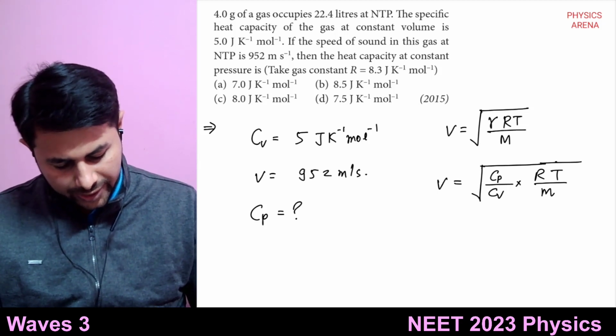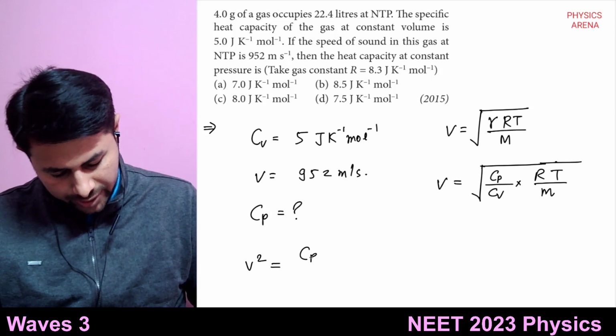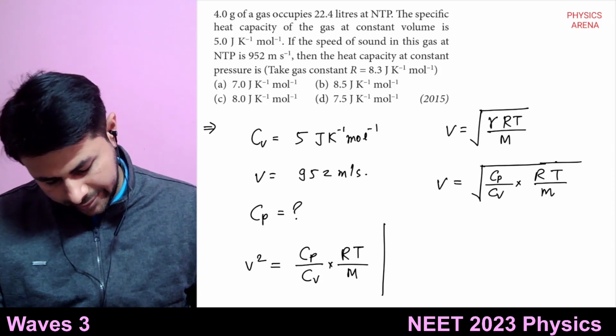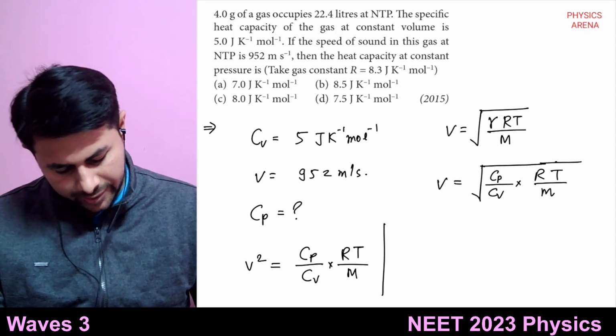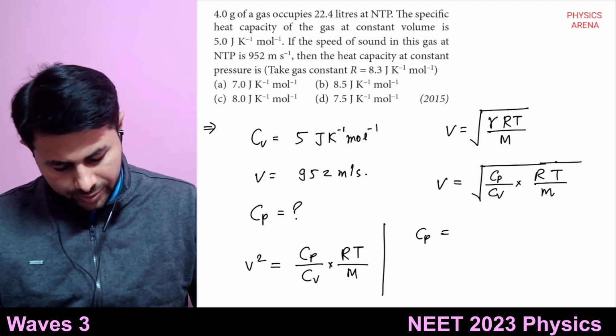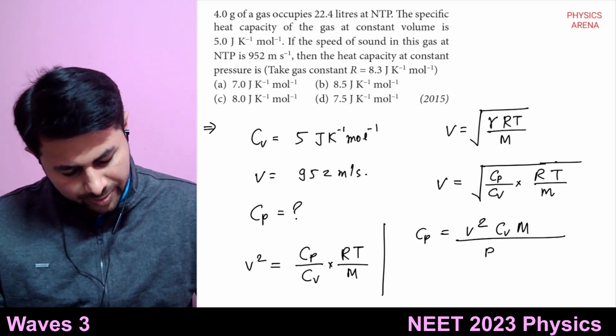Okay, so let's take square. So it will be V square. V square equals Cp upon Cv multiplied by RT by M. Okay, so we want Cp, so let's take other things on the other side. So Cp is equal to V square Cv multiplied by M divided by RT.